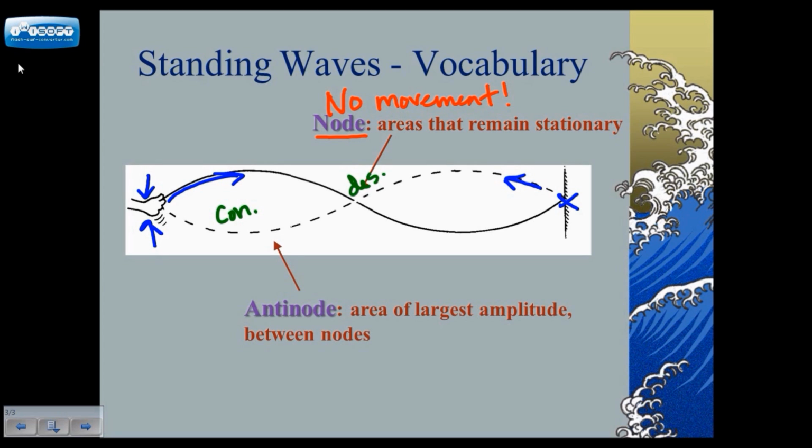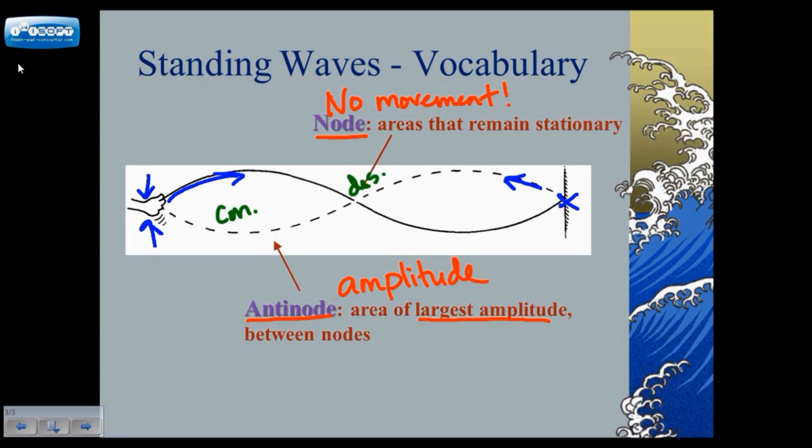The other one is the antinode. The antinode is an area of constructive interference where we have the two waves' amplitudes adding together to create these large areas of amplitude. An antinode is an area of largest amplitude, and it's always between the nodes. So antinode has amplitude. They both start with A. So amplitude, antinode.